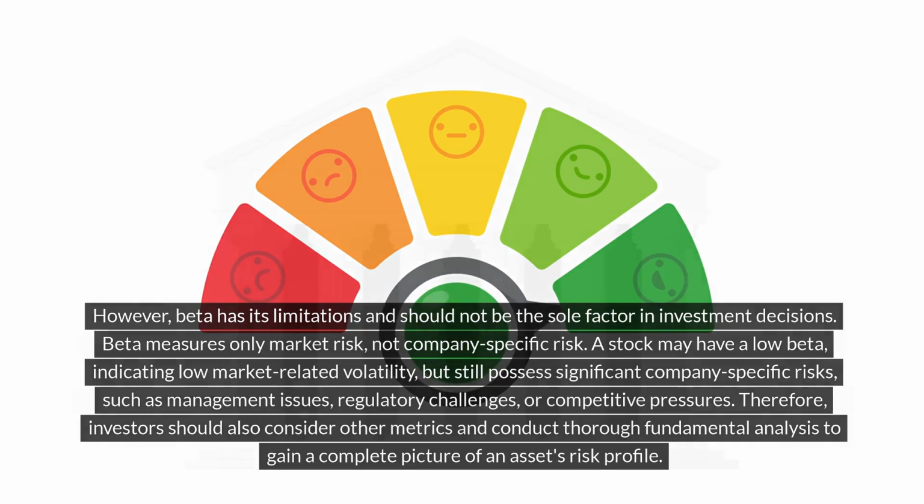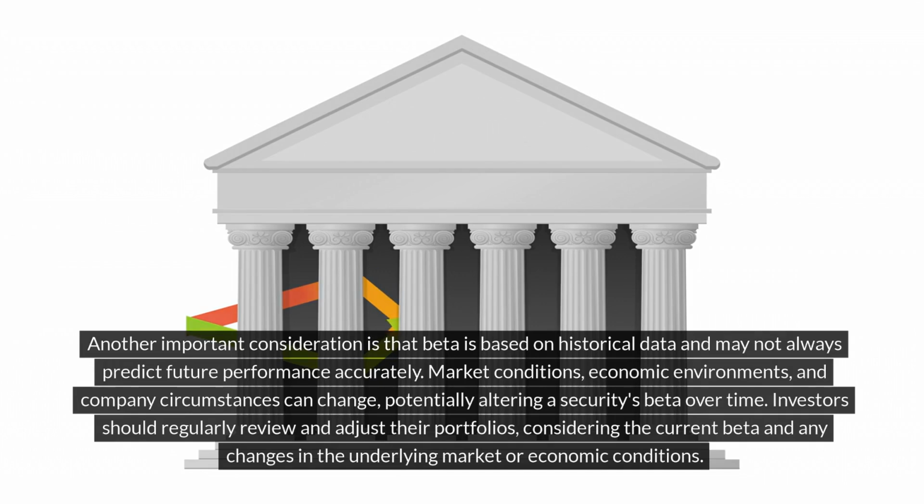Another important consideration is that beta is based on historical data and may not always predict future performance accurately. Market conditions, economic environments, and company circumstances can change, potentially altering a security's beta over time. Investors should regularly review and adjust their portfolios, considering the current beta and any changes in the underlying market or economic conditions.